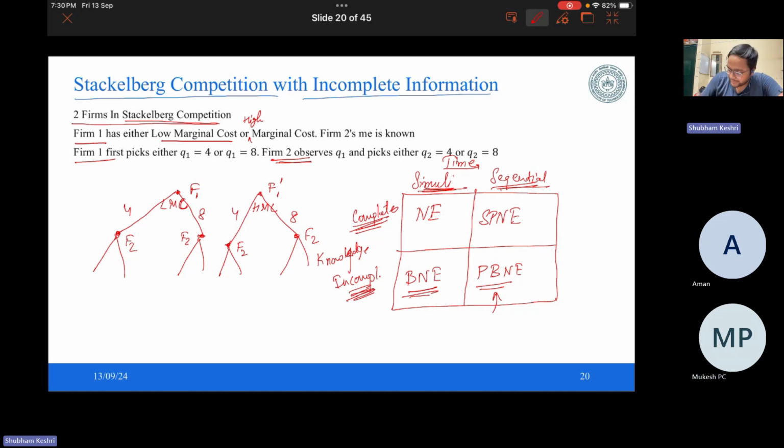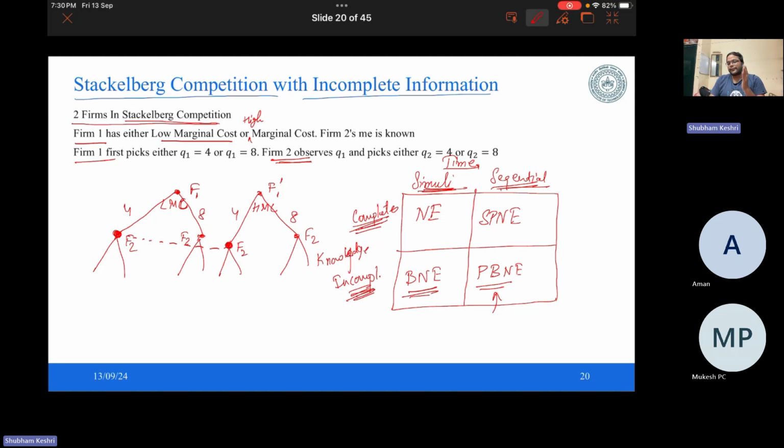Right. So you just think about it. Player 1 will exactly know what type he is because he is the internal insider. He knows if he has a low marginal cost of production or high marginal cost of production. But firm 2 will not know this because he is an outsider. So firm 2 will not know if he is in this node or in this node. Therefore, we can connect these two nodes, right?